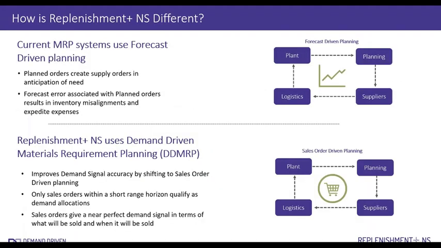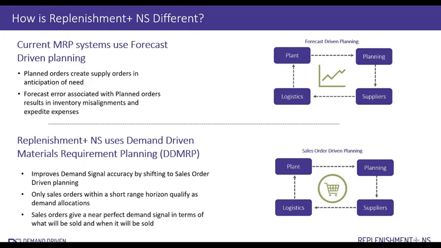So one of the key things we want to talk about today is how Replenishment Plus is different than other tools out there. And this comes down to the DDMRP piece that we talked about earlier. A lot of the current MRP systems out there are going to use forecast-driven planning. So with forecast-driven planning, you have planned orders that create supply orders in anticipation of need.